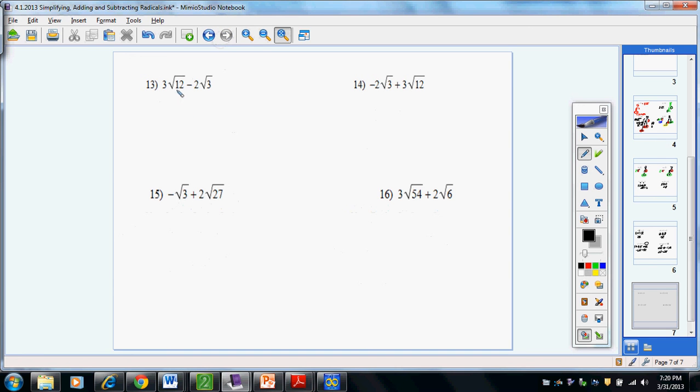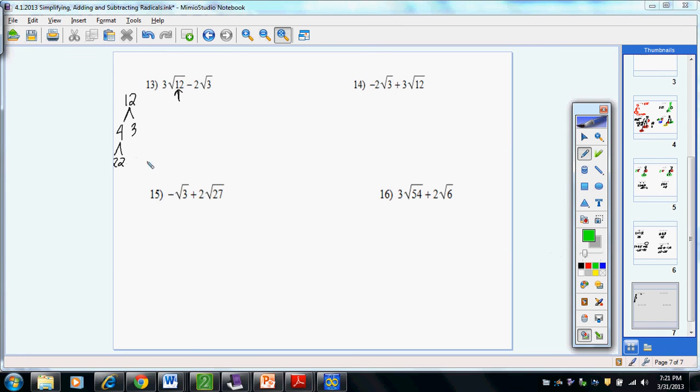Here we see that we're going to have to go ahead and simplify this square root 12 first. So the square root of 12, let's just kind of come over here to the side. We have square root of 12, 4 and 3. And then we have 2 and 2. So when we simplify this square root 12, because we have a pair of 2's out here, we're going to move that to the outside.